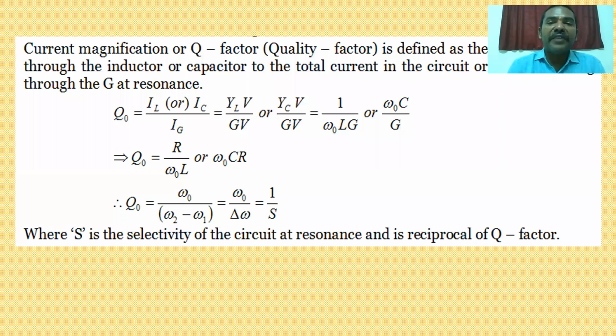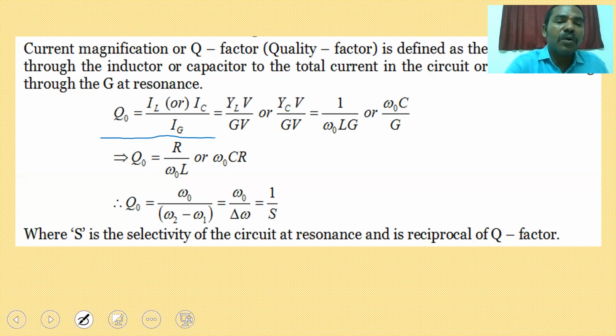Then come to the quality factor. For a parallel circuit, the quality factor can be treated as the current magnification factor, because the overall current is divided into different parallel branches. For that reason, the quality factor in a parallel circuit is the current magnification factor. The current flowing through the inductor must be equal to the current flowing through the conductor, or the current flowing through the capacitor must be equal to the current flowing through the conductor. So quality factor Q0 is equal to IL or IC divided by IG.